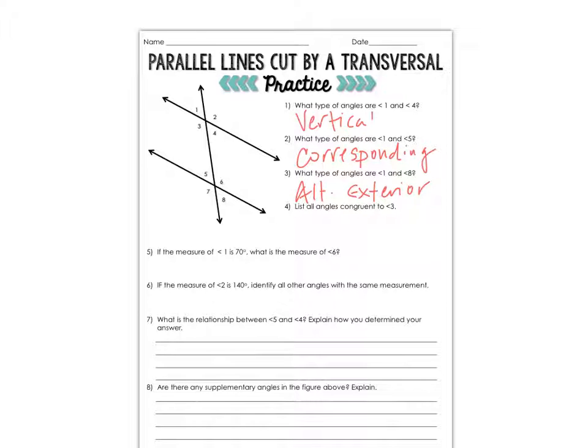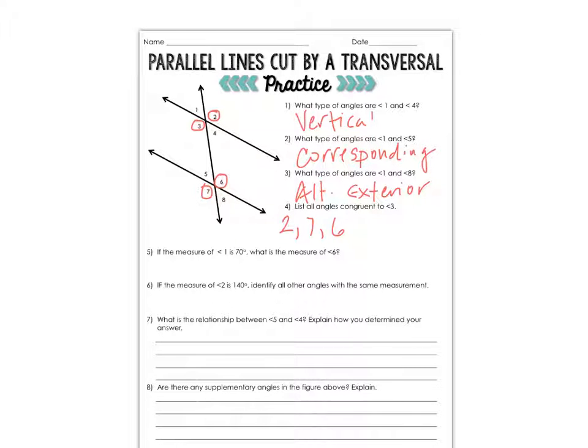List all angles congruent to angle 3. Love this question. For starters, angle 2, that's a vertical angle with it. Pick out a corresponding angle. That would be 7. So we've got 2 and 7. Alternate interior to 3 would be 6. Any other ones that we can say? Nope, I think we're good.